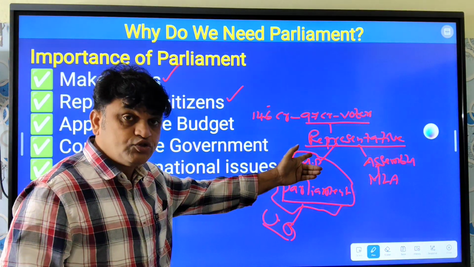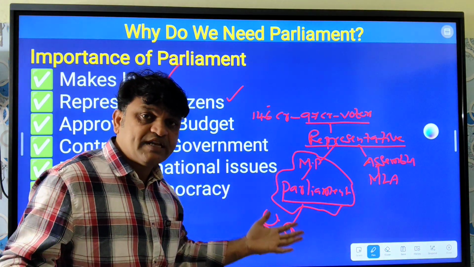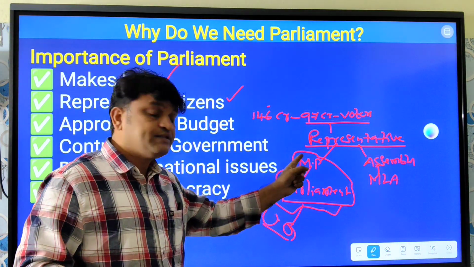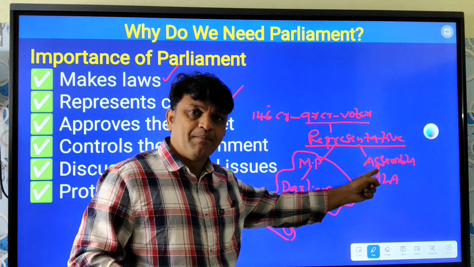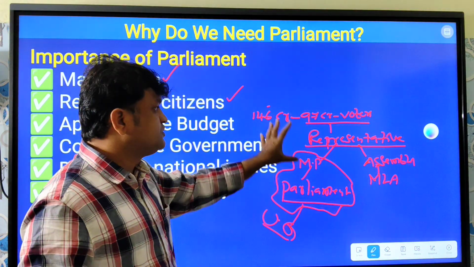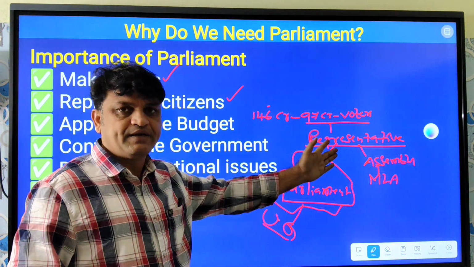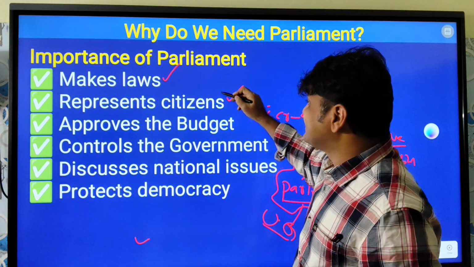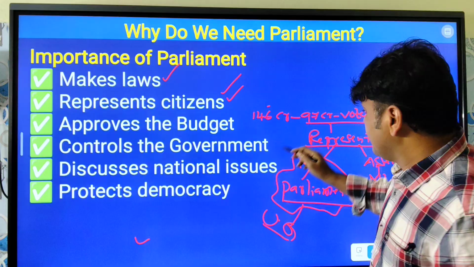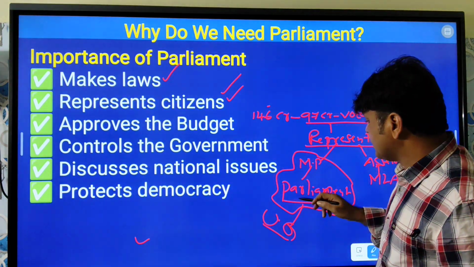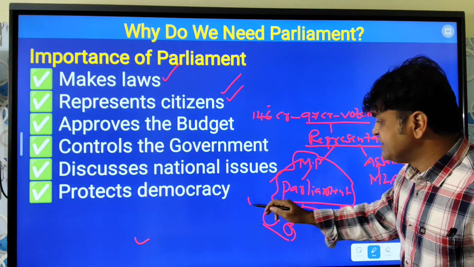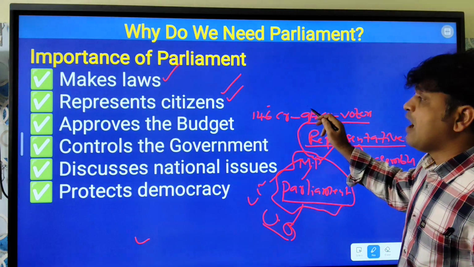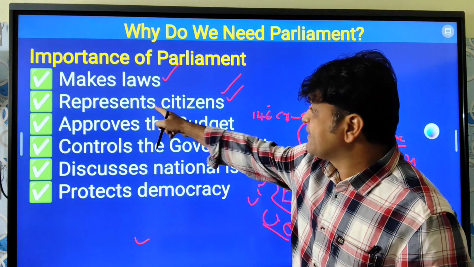So these MPs are chosen by whom? By the people where they are staying in the state. So state people elect two representatives. One is the MP, member of parliament. The other is the MLA, member of legislative assembly. So people elect their representatives, and this parliament represents the citizen. Directly or indirectly, it is the citizen who is electing the member of parliament. The MP will represent on behalf of the people. That is why we can say it represents the citizen.